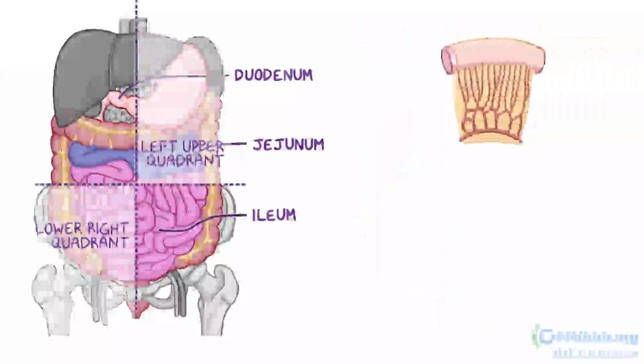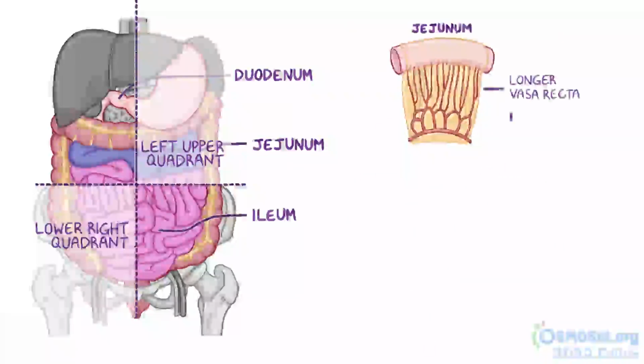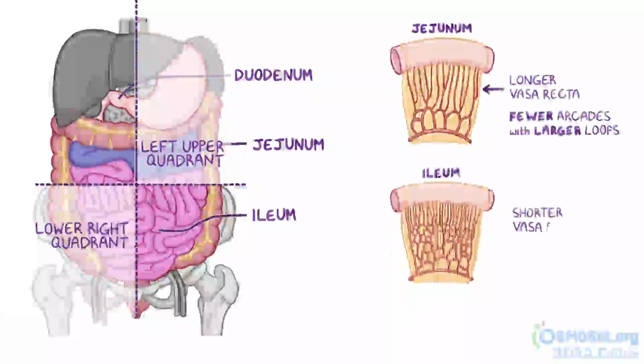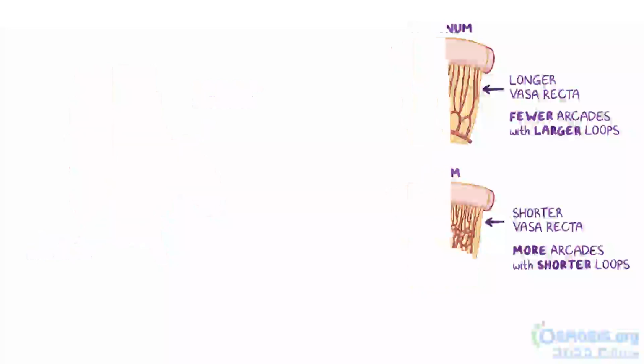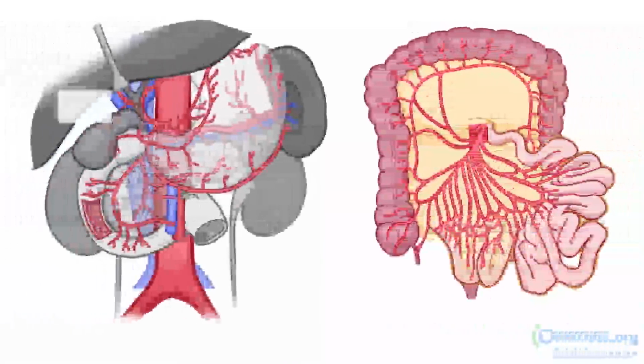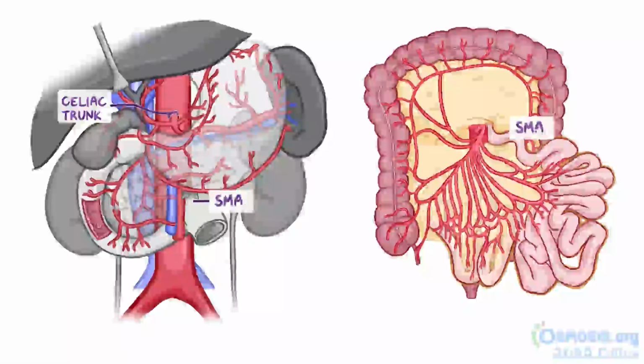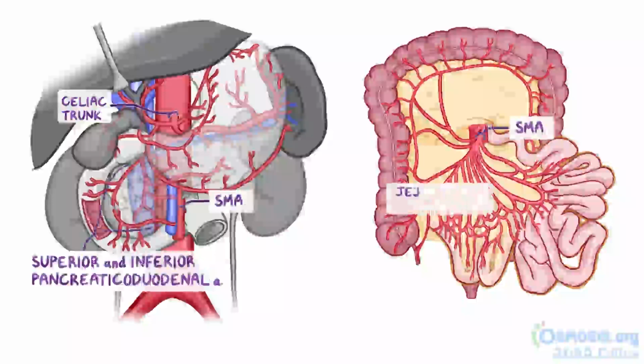Another difference is that the jejunum has longer vasa recta and fewer arcades with larger loops, while the ileum has shorter vasa recta and more arcades with shorter loops. The ileum continues with the large intestine at the ileocecal junction. The small intestine is supplied from the celiac trunk and the SMA via the superior and inferior pancreatico-duodenal arteries and jejunal and ileal arteries respectively.